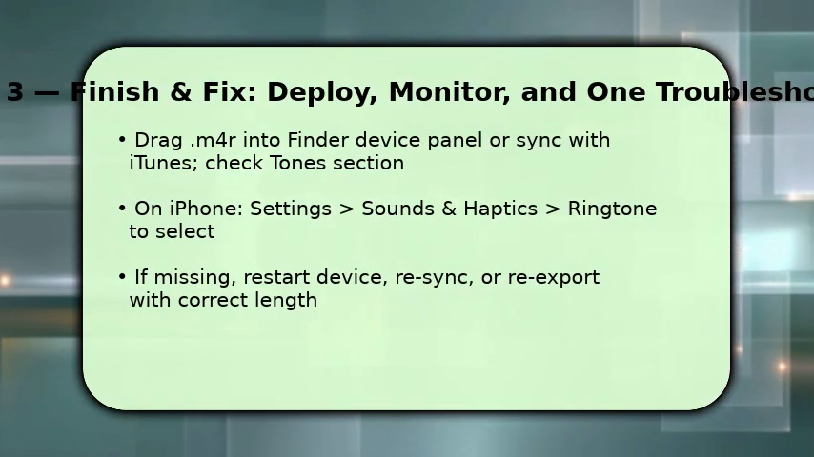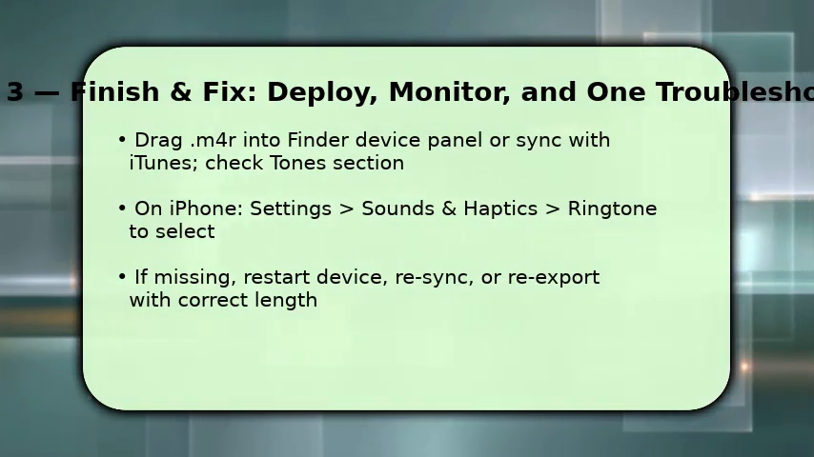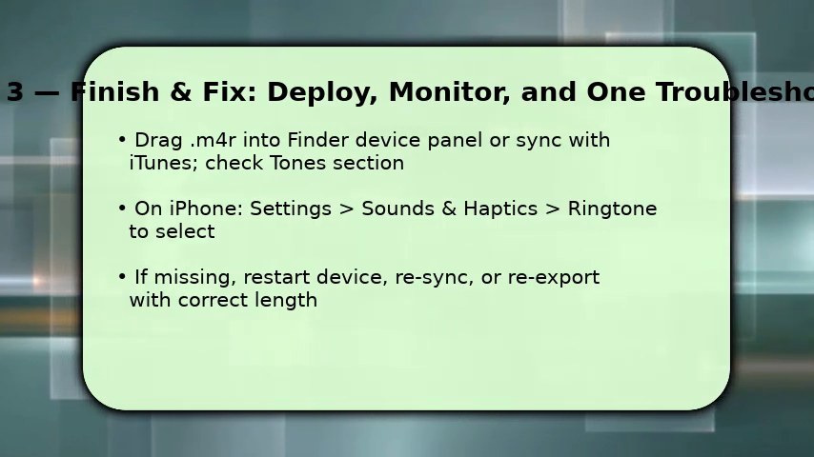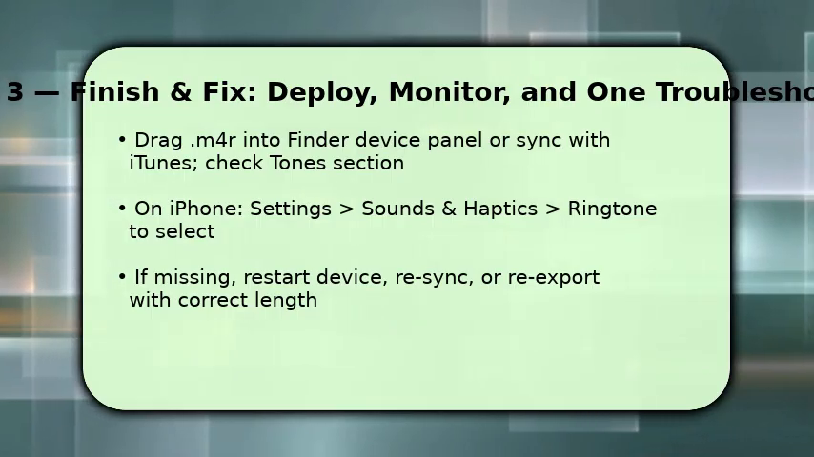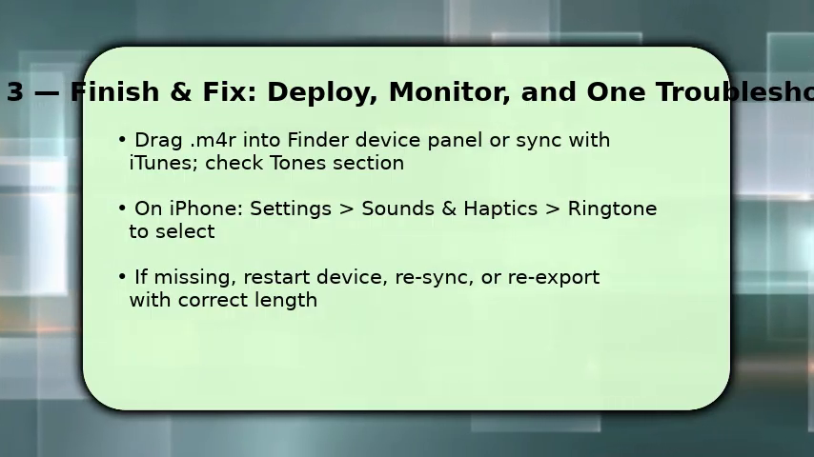To install, plug your iPhone into your Mac and drag the M4R file into the device's tones section in Finder or iTunes, then sync. Once synced, go to Settings, Sounds and Haptics, Ringtone, and pick your new tone.